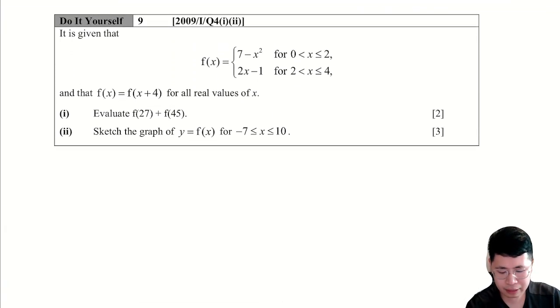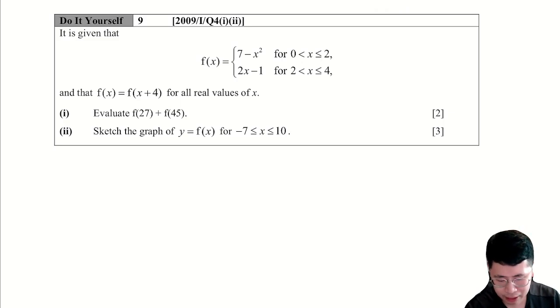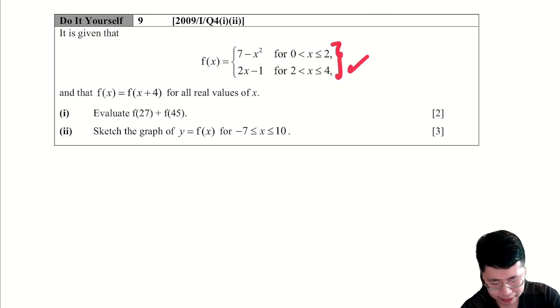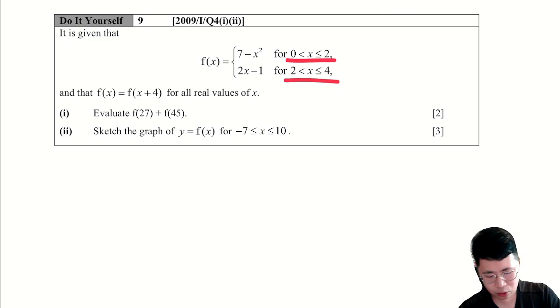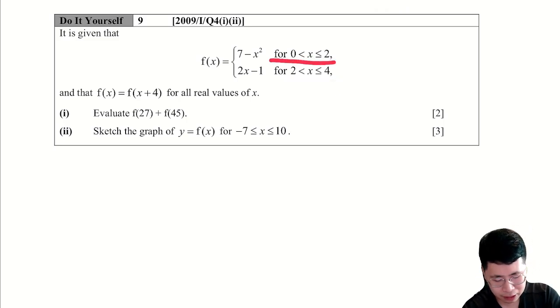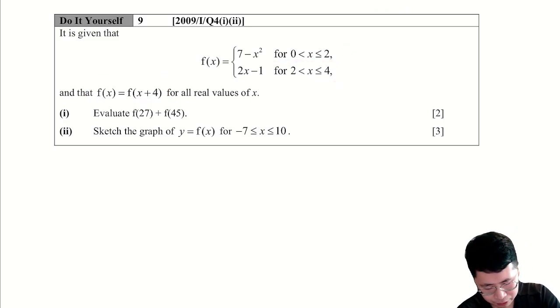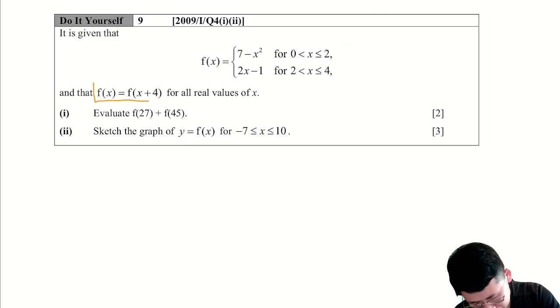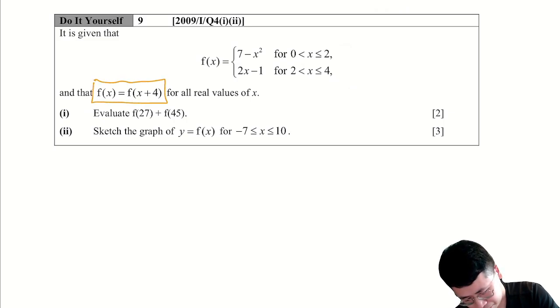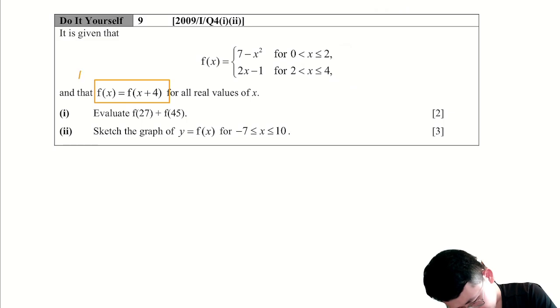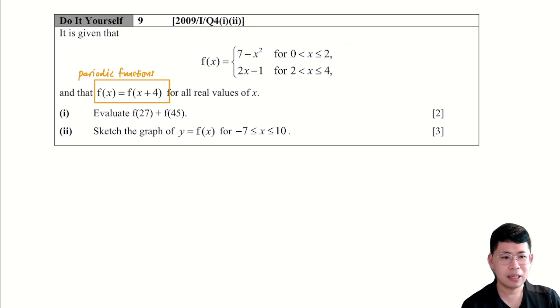So this is a past year A-level question in Paper 1. And what we have is a function defined piecewise, between 0 to 2 and 2 to 4, and it is defined periodically over here. So this statement over here tells us that this is a periodic function. Okay, so what are periodic functions? Periodic functions are functions that repeat themselves in a certain period.